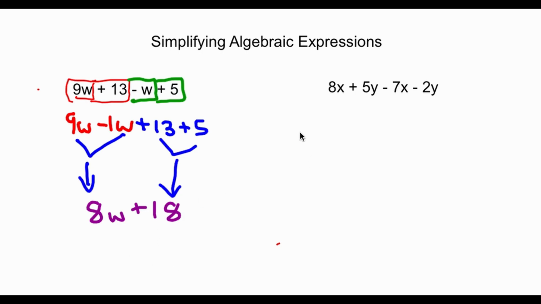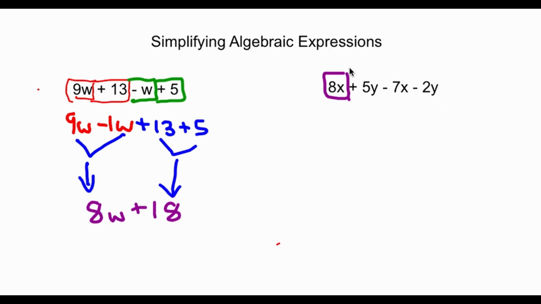All right, so using this strategy, I'm going to start with the 8x, and I'm going to look for another x term. Now, the sign, the plus, belongs to the term that comes after it. So the plus belongs to the 5y, the minus belongs to the 7x, and this minus belongs to the 2y.